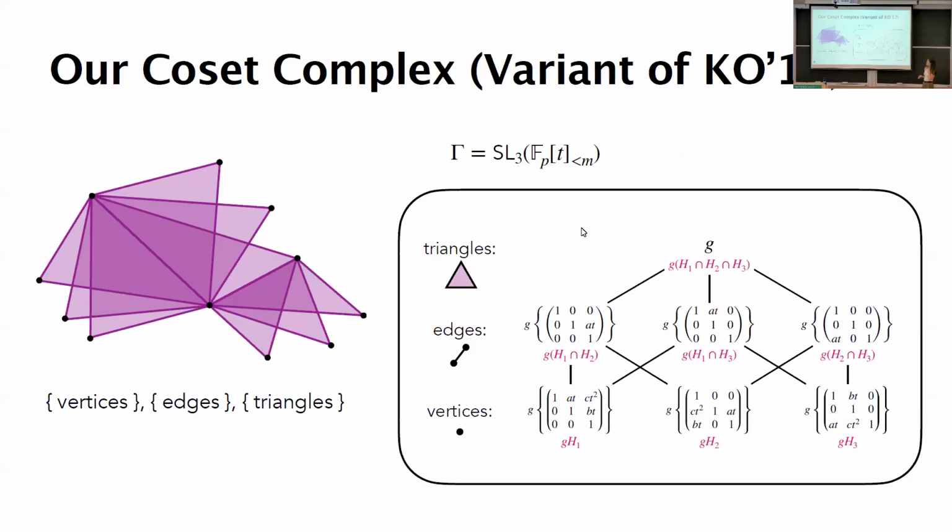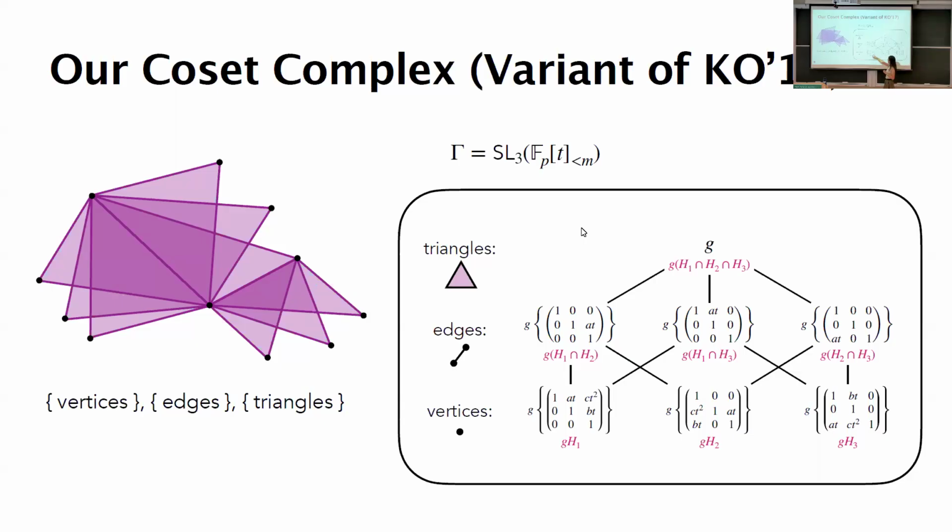So the coset complex we are going to use is based on some matrix groups. Our coset complex is actually not the one presented in Kaufman-Oppenheim, although it's very similar. It's basically the same thing, but a slight variant. Let me tell you what it is. We're going to pick the group gamma to be SL3, the 3x3 matrices with determinant 1, where the entries are polynomials in T up to degree M over a field F_p.